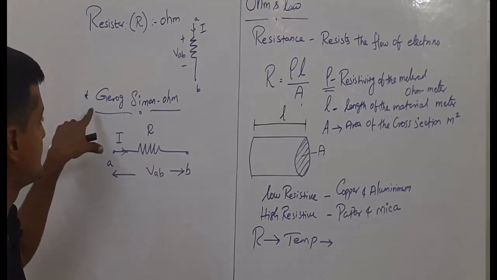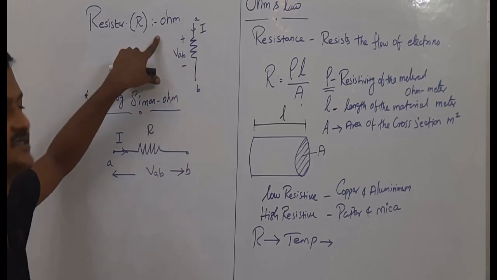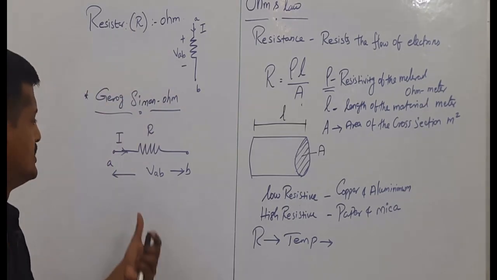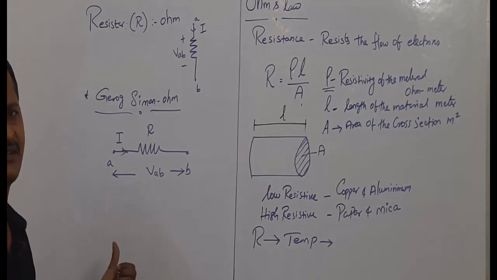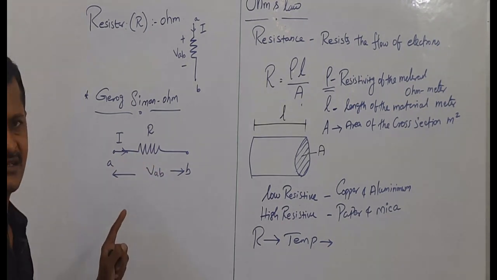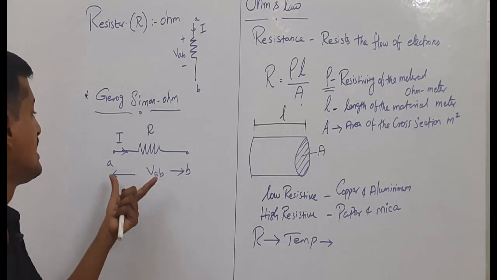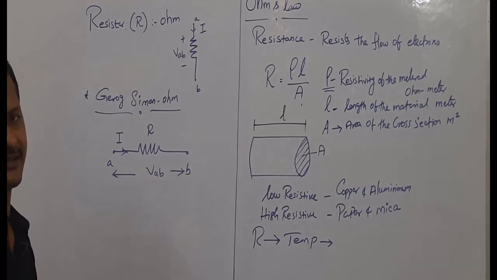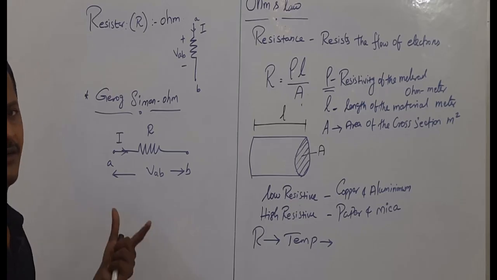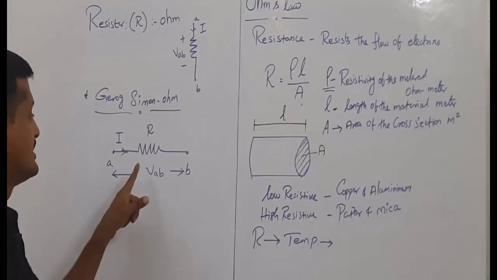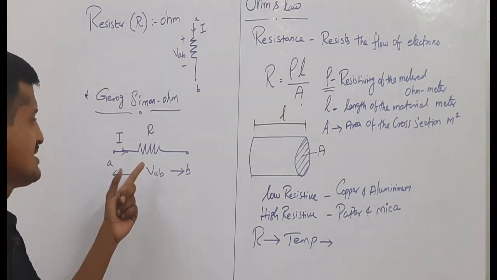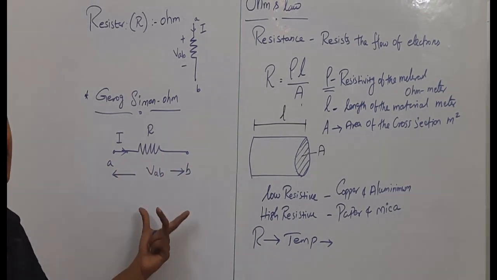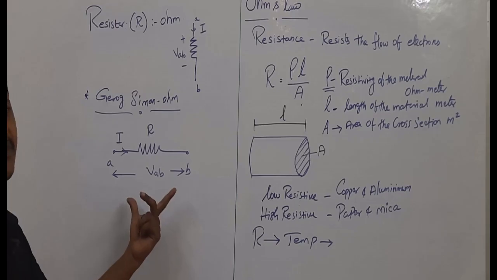Because of the remembrance of George Simon Ohm, the unit of resistance is Ohm, denoted by capital letter R. The definition given by Ohm is that the current flowing through the resistor or conductor is directly proportional to the potential difference across the two ends of the conductor, at constant temperature.